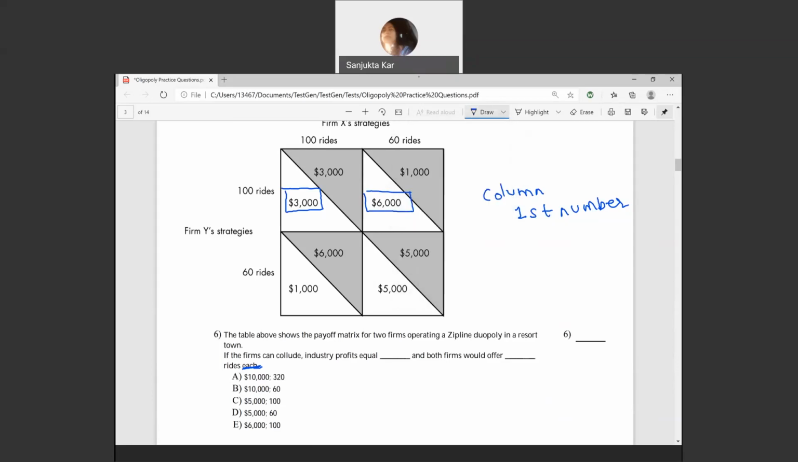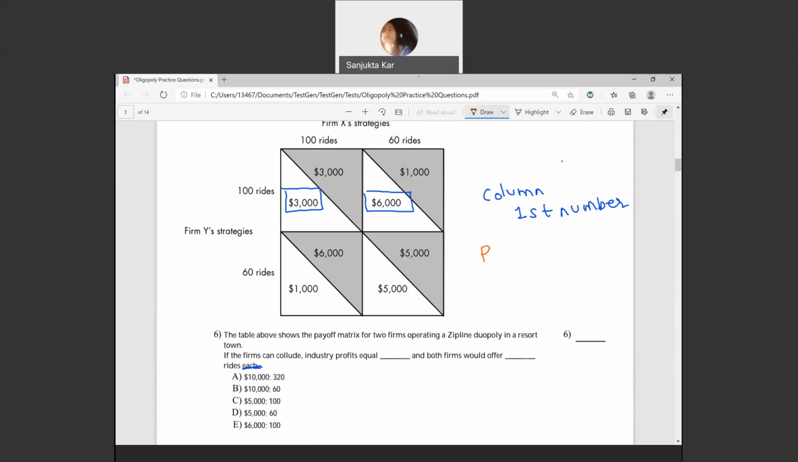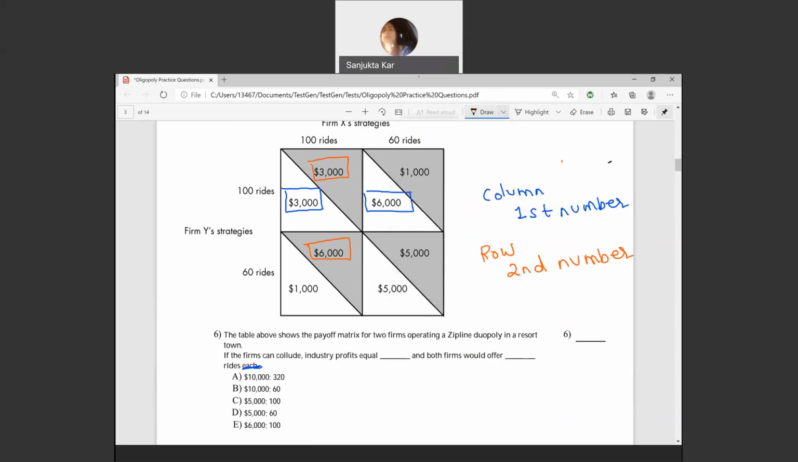Now the next thing you do when you try to find out the Nash equilibrium is you look at the rows and you compare the second number and choose the highest of the two numbers. All right, row 1 here, 3000 is greater than 1000, so I'm going to pick 3000. Row 2, 6000 is greater than 5000, so I'm going to pick 6000. In this question example, this is going to be the Nash equilibrium.